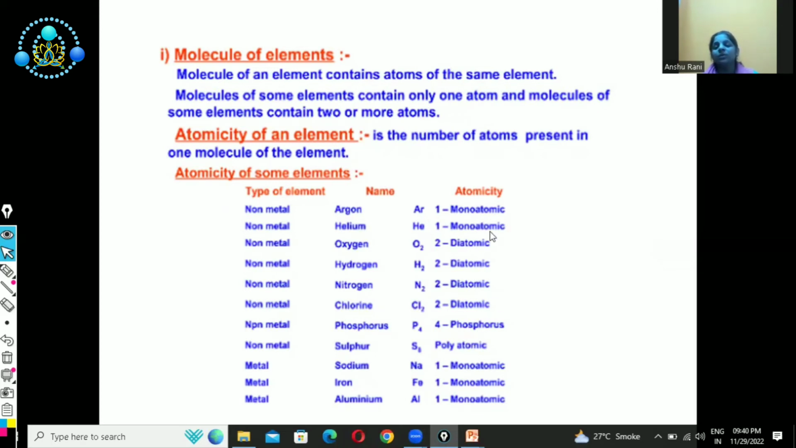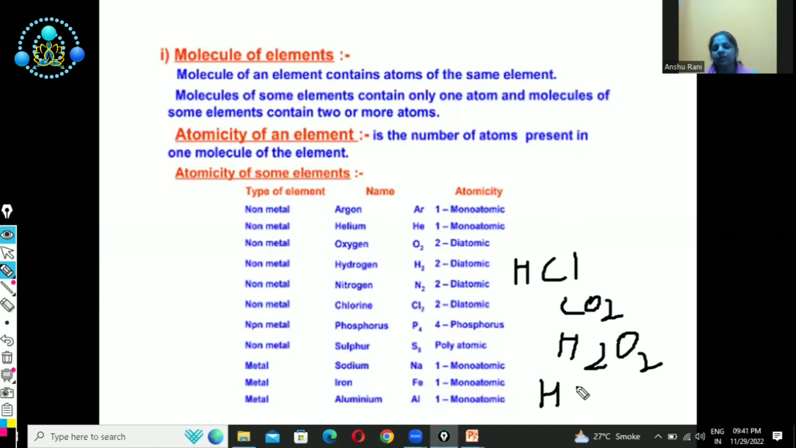Then these are all examples of homoatomic molecules. Homo means same, where the same type of atoms are joined. If different types of atoms are joined, that type of molecule will be called heteroatomic molecule. Like in di, you can have the example HCl. In tri, you can have the example CO2. Tri means 3. In tetra, you can have the example H2O2, hydrogen peroxide.